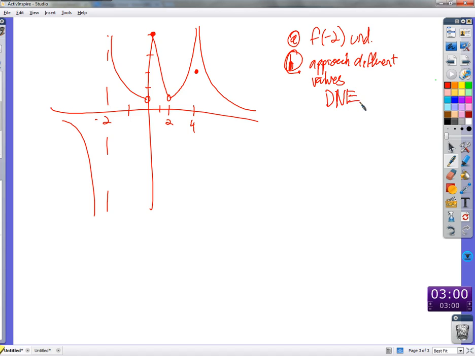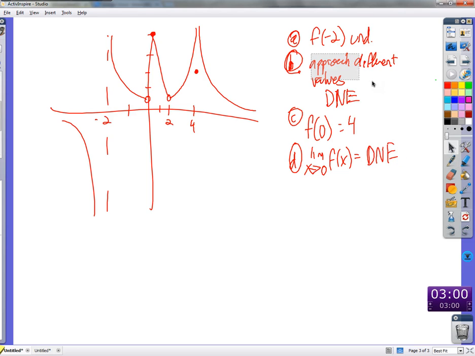Let's see, f of 0. What is the function worth at 0? Worth 4. We got an open circle here, so that's not the function. The function is where we see the closed circle. f of 0 is 4. The limit as x approaches 0 of f of x does not exist. We got the same thing. They're approaching different values. It's the exact same reason.